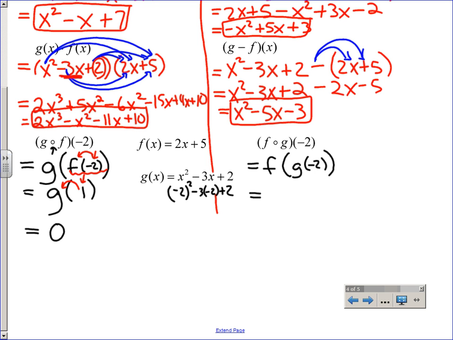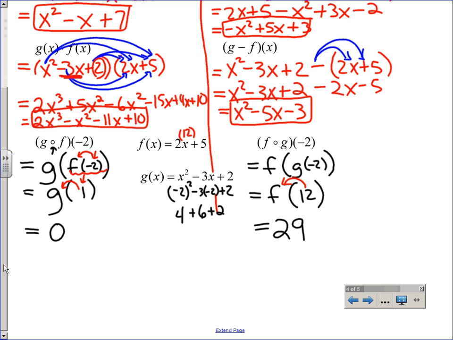Negative 2 squared is 4. Minus 3 times negative 2 is plus 6, plus 2. So that ends up being 12. So be very careful when you put this in the calculator. Anytime you substitute for x with a negative, I would use parentheses. That'll help you avoid any errors in your arithmetic. Now this says take positive 12 and substitute it into f. Well, f is simply 2 times the input and add 5, so that's 24 plus 5, 29.